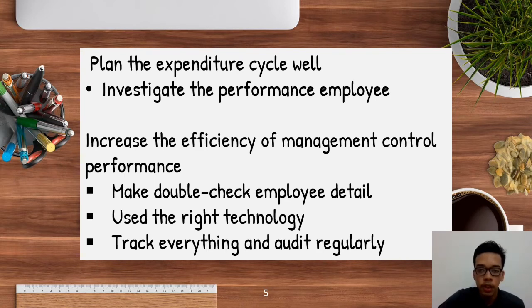The last one is increase the efficiency of management control. The first is make a double check of employee details. The second is use the right technology such as a biometric fingerprint system in order to record the attendance. This can avoid attendance cheating like with time cards. The third one is to track everything and audit regularly. In this way, the company can avoid fraud and increase the company performance. That's all for me. Thank you.